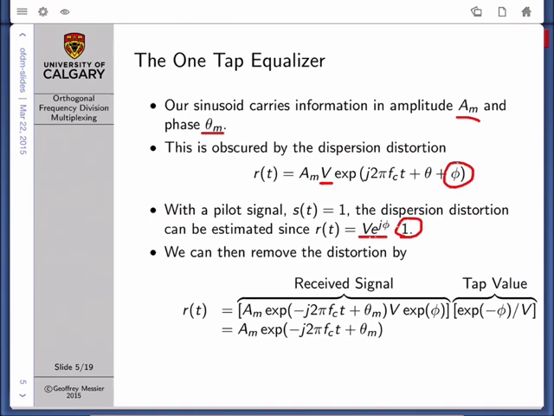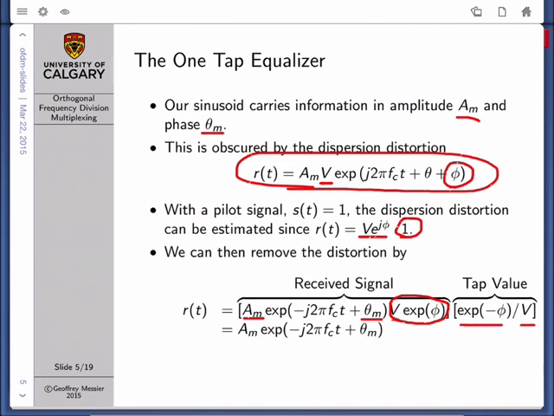And so the way that we remove our amplitude and phase distortion is first I'll write the received signal as our desired magnitude, our desired phase, multiplied by our phase distortion, right? And that's just a simplification of this, or just another way to write the equation up here. And then our equalizer value, or our tap value, if you like, that removes the amplitude and phase term is just exponential with a minus phase, and then the inverse of the magnitude distortion V.